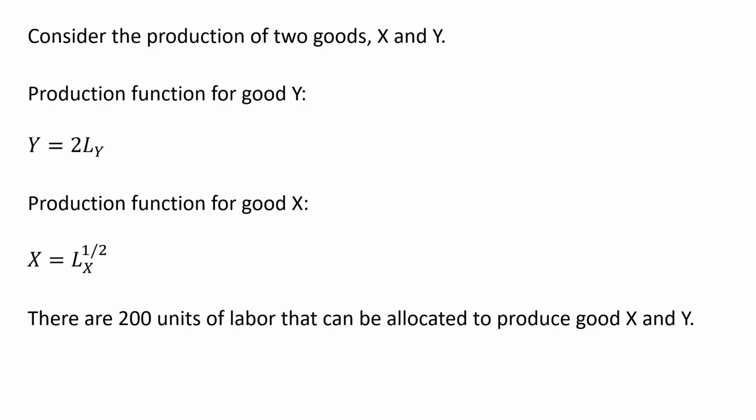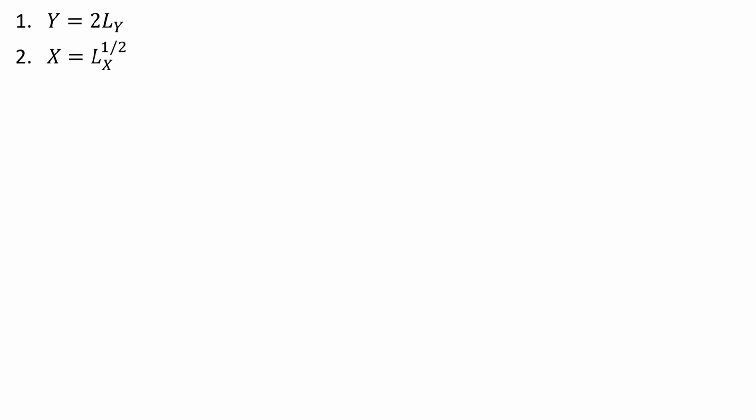Let's assume there are 200 units of labor that can be allocated to produce either good X or good Y. Therefore, 200 equals the labor employed in the production of good X plus the labor employed in the production of good Y. Our goal here is to derive the production possibilities frontier. So here are three equations: the production function of good Y, the production function of good X, and the constraint that we only have 200 units of labor that can be allocated between the production of good X and the production of good Y.